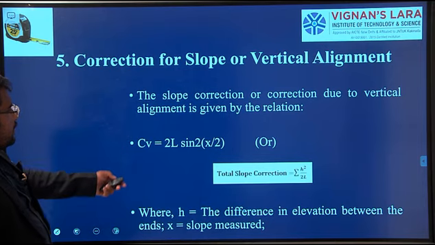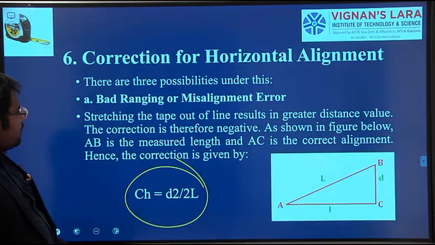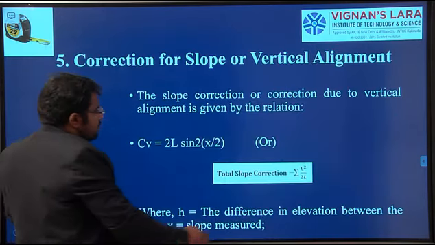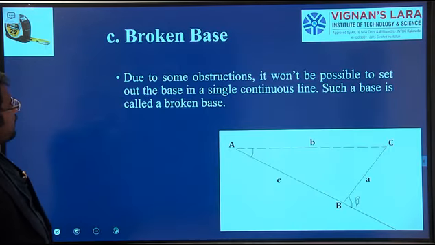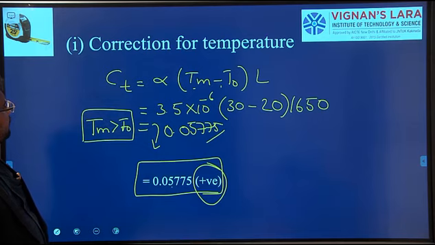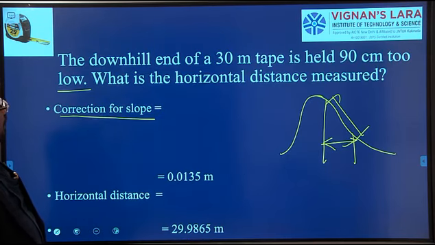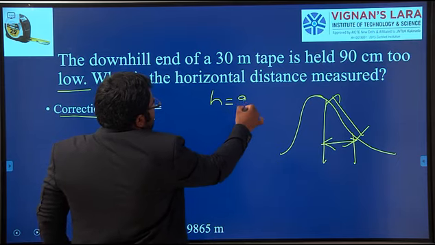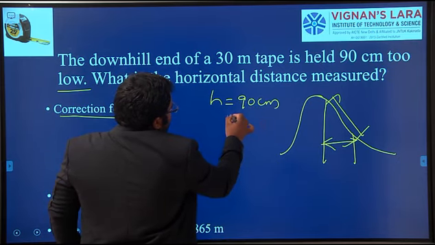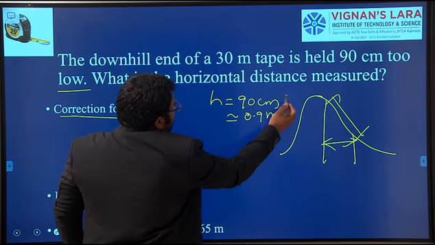Okay. Here it is h square by 2l. Okay. Now coming to the problem, what is the thing? H here, h is 90 centimeters. So that is equal to 0.9 meters.